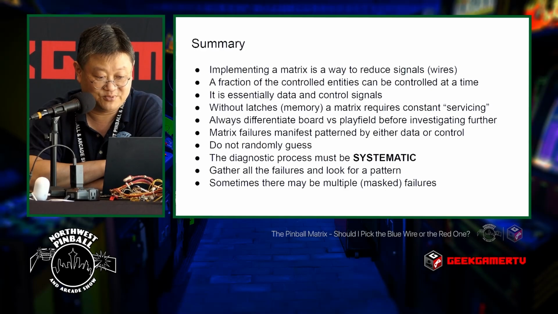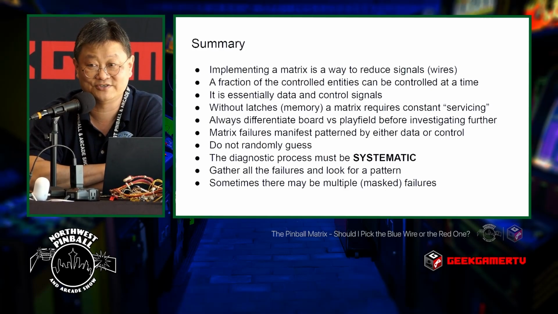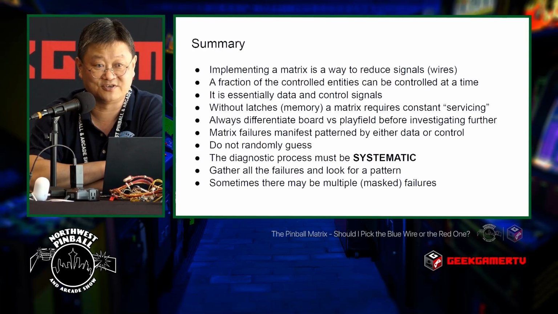Always differentiate board versus playfield. Hammered that home enough, I think. Matrix failures manifest patterned, either data or control, like I told you, right? If that bit 5 fails, then everything that gets a signal for bit 5 is going to fail in bit 5. However, if the control fails, then all 8 of those signals being controlled will fail. So for argument's sake, if the sol 1 signal fails, then none of those solenoids are going to fire regardless of what's on the data bus. The signal's not getting through.